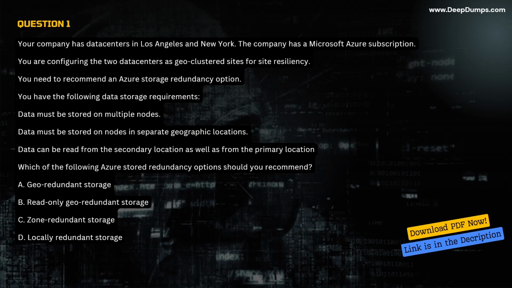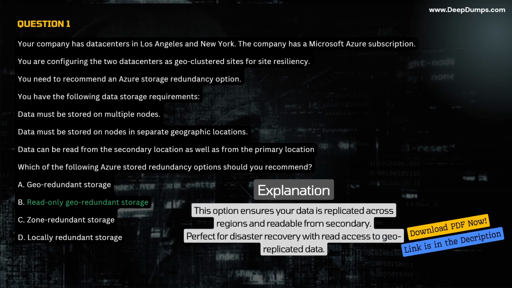A. Geo-redundant storage. B. Read-only geo-redundant storage. C. Zone-redundant storage. D. Locally redundant storage. Correct answer is B. Read-only geo-redundant storage. Explanation. This option ensures your data is replicated across regions and readable from secondary. Perfect for disaster recovery with read access to geo-replicated data.